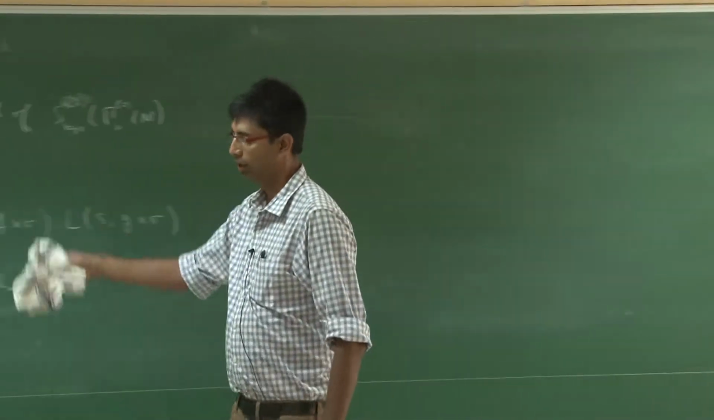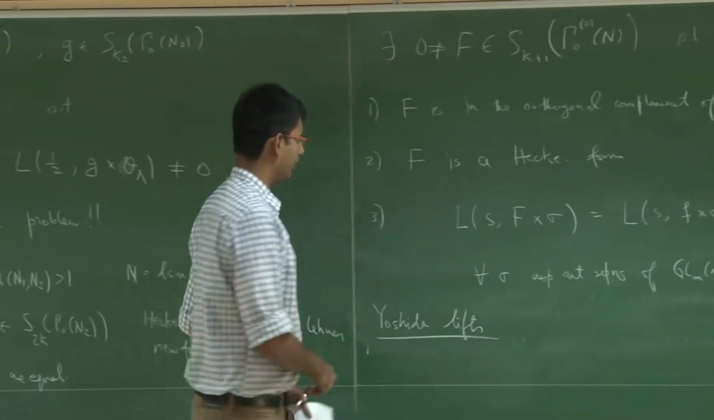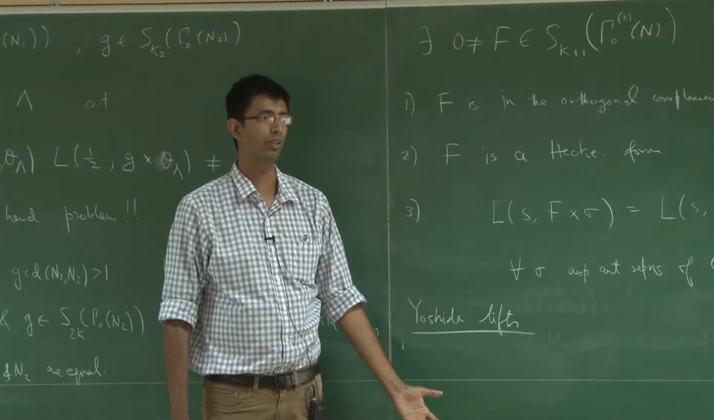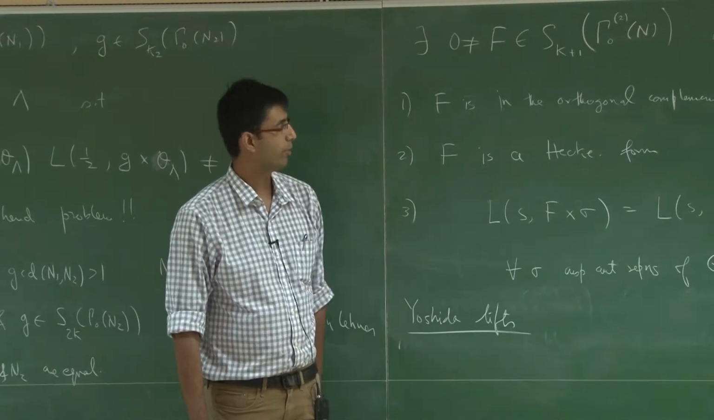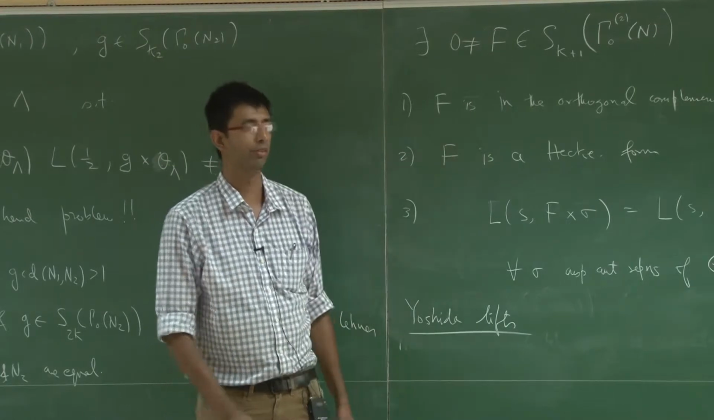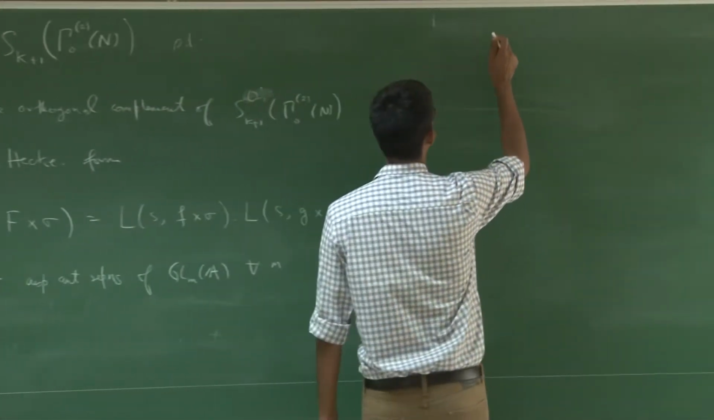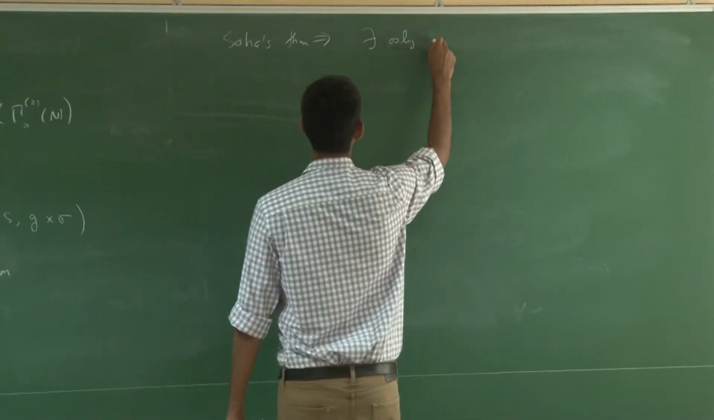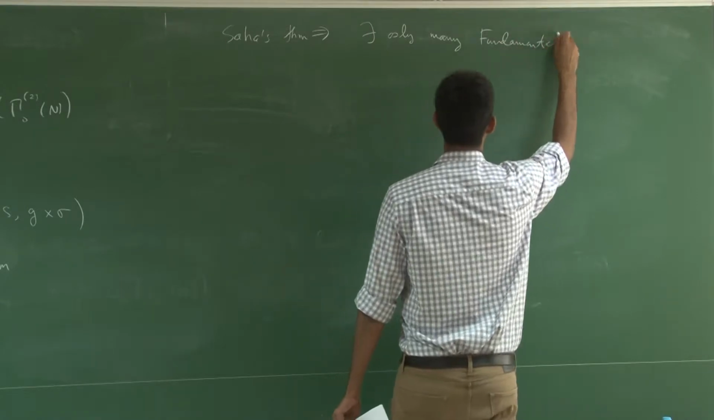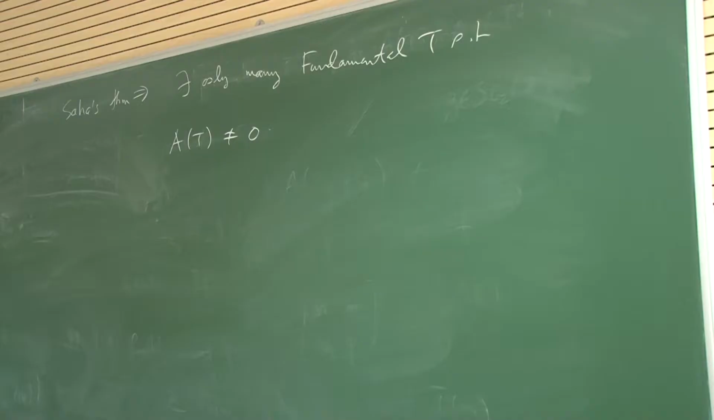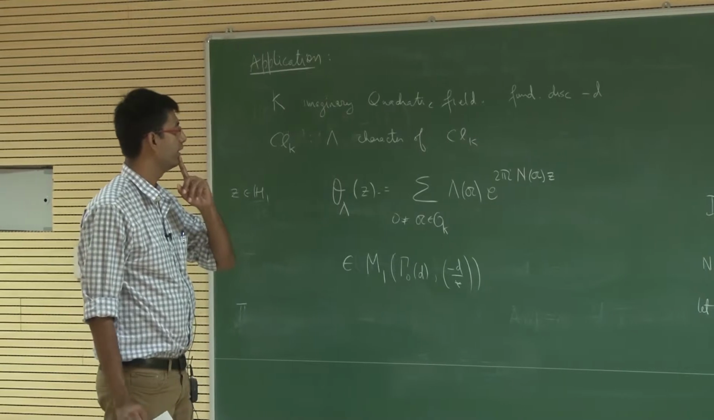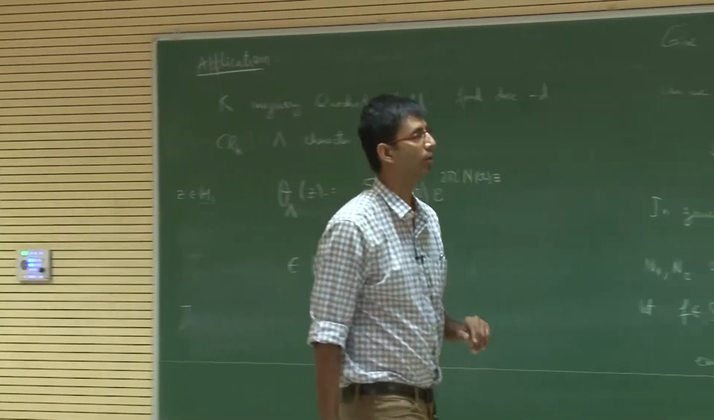Of course, I unfortunately just erased Abhishek's theorem, but these modular forms exactly satisfy the hypothesis of Abhishek's theorem, which basically tells us that for this f, Saha's theorem implies that there exist infinitely many fundamental t such that a of t is not equal to 0. In fact, in his paper he shows a little more. He shows that not just a of t, but some kind of weighted sum of these also works.